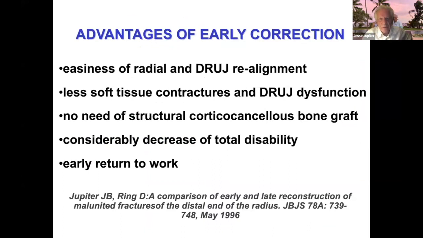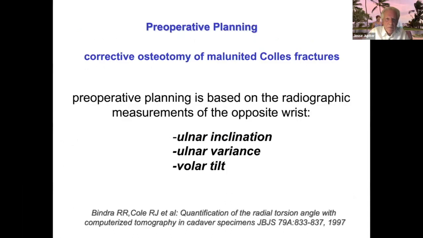It was much easier to correct the alignment. You went right into the original fracture site, which sometimes is not quite obvious on the dorsal side, but very obvious on the volar side. And there was no need for structural bone graft. And because you're doing it early, you certainly decrease the total disability time, and patients got back to work considerably earlier. What about planning?